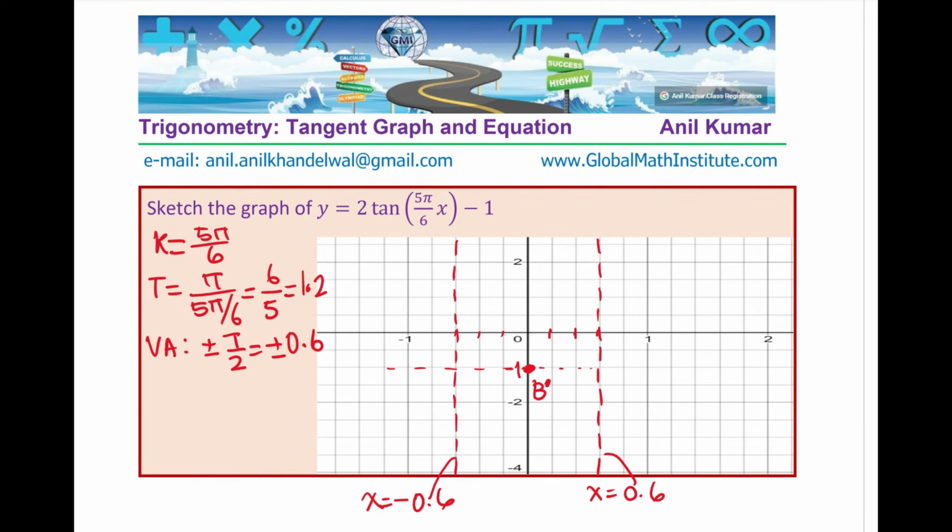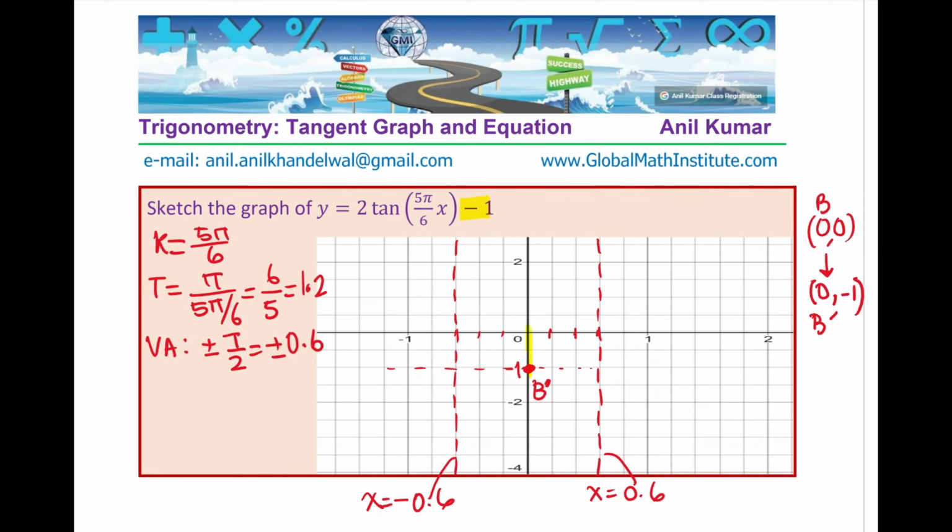Do you see that? So the origin, which was at 0, 0, which was point B, has now been shifted to 0, minus 1, and that is what we are calling B dash, since the function has been translated 1 unit down. Is this part clear to you? 1 unit down. So we get B dash.